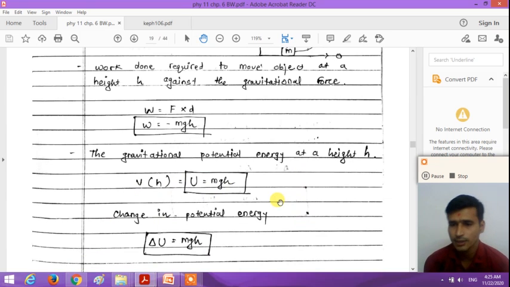And the change in the potential energy: we consider the potential energy on the surface of the earth to be zero. So if we leave the object at a height h, the change in the potential energy is equal to the final potential energy, mgh, minus 0. So the change in potential energy, delta U, is equal to mgh, because at the surface of the earth we take the potential energy to be 0.